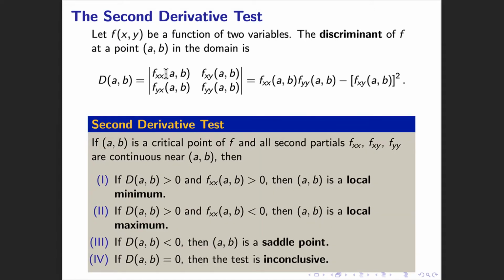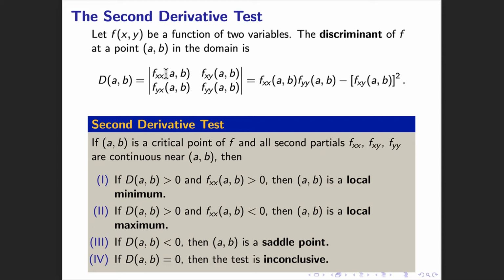Now, the second derivative test says if (a, b) is a critical point of f and all second partials f sub xx, f sub xy, f sub yy are continuous near (a, b), then if the discriminant at the point is bigger than 0 and f sub xx at the point is bigger than 0, then the point is a local minimum.